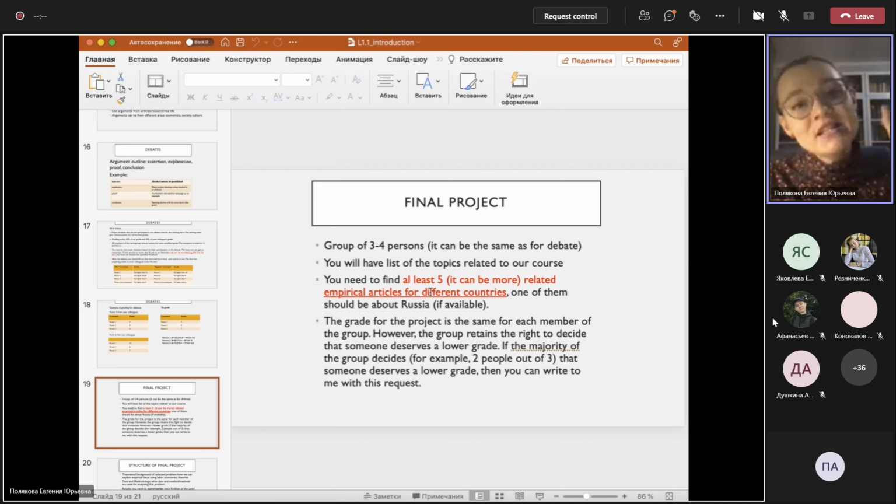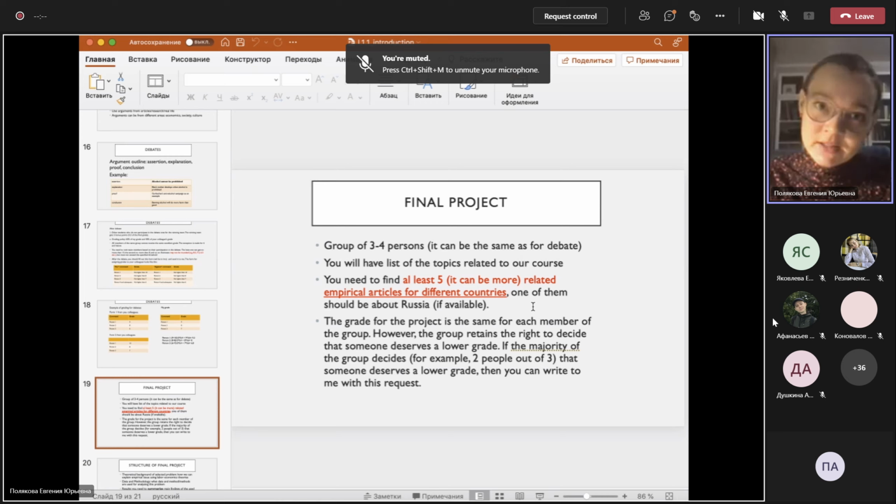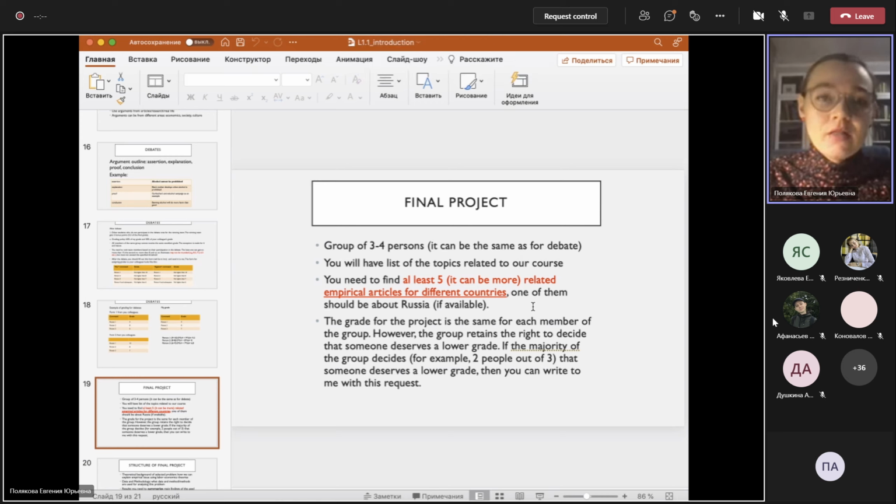Then you need to find at least 5, it can be more, but at least 5 related empirical articles for different countries that deal with this topic. And one of them should be about the Russian labor market, if available. The grade for the project will be the same for each member of the group. So you have 1 grade for your paper, and it's the same grade for everyone.